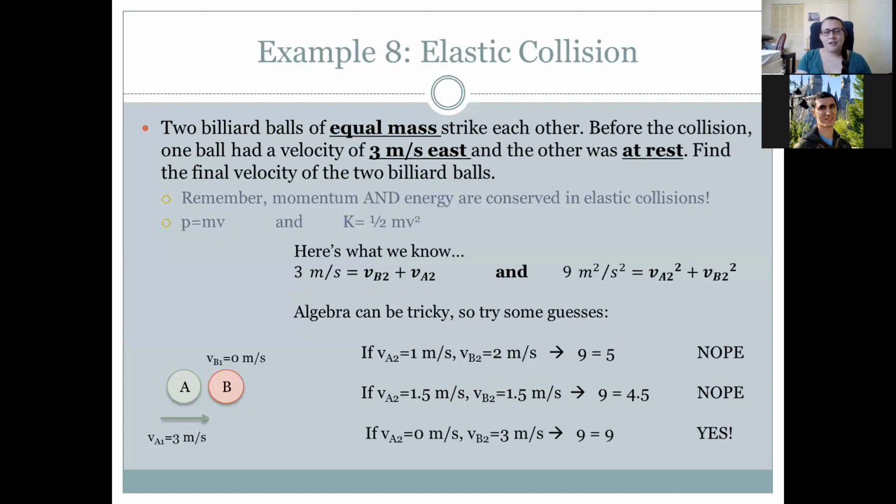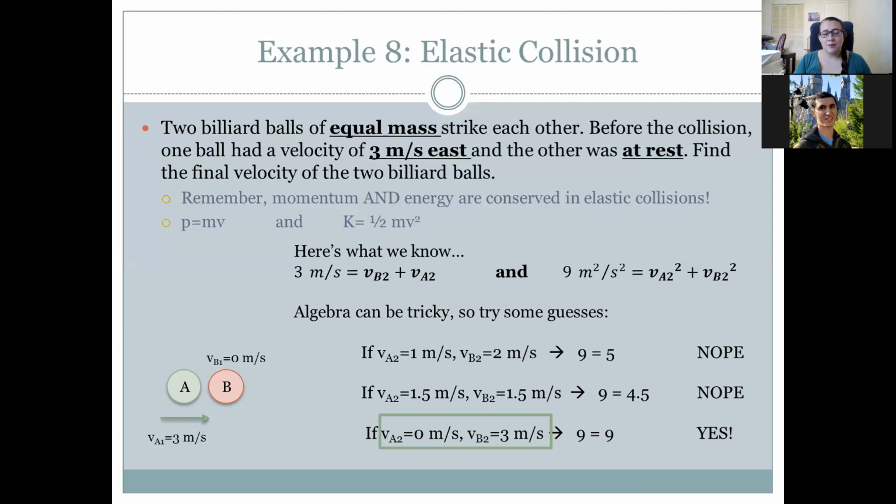What if our velocity for object A is 0 and all of that momentum transferred into our second ball, or ball B, so it ended up with a final velocity of 3 meters per second. That works for our momentum equation, right? 3 equals 0 plus 3, totally valid. And it also works for our energy equation. 0 squared plus 3 squared equals 9, which, 9 equals 9. That's good. Hey. So that gives us our only possible solution, really, for this scenario.